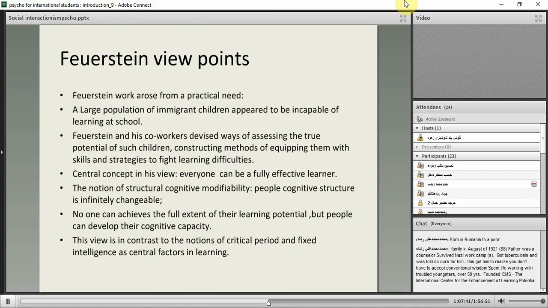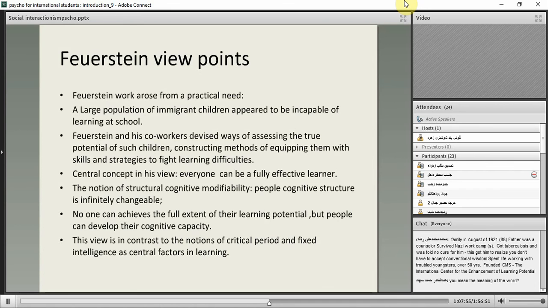What do you mean by critical period? Sahad is typing, so I can draw a breath now, clear my voice. The critical period hypothesis means that, no, not the meaning of it, but the definition of the critical period hypothesis. So when we believe that people can modify their cognitive ability, this is a response against the critical period and fixed intelligence.